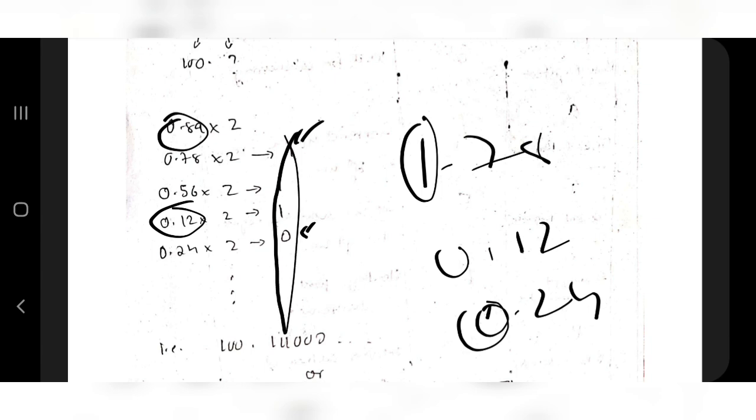So what I mean is 0.89 into 2 is 1.78. What you got here? 1. You wrote 1 here, but you have 0.12 here. If you multiply by 2, you will get 0.24. What you got here? 0. What you wrote here? 0. Like that you will keep on writing, for 10 or 12 points. After that you will get a binary number. That binary number will be written here in this form.